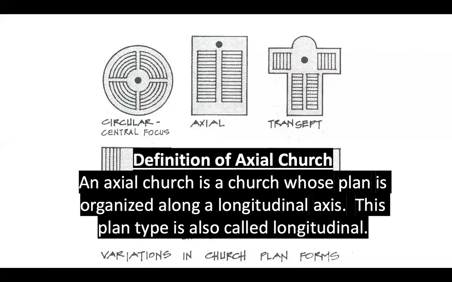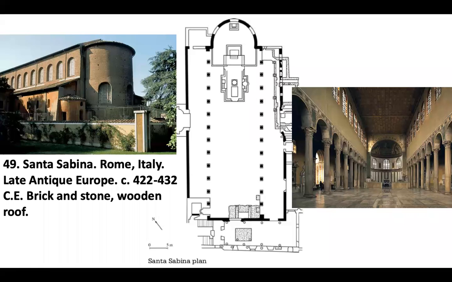Okay, so there's different types of churches. The definition of an axial church is a church whose plan is organized along the longitudinal axis. This plan type is also called longitudinal. One that we looked at in great depth is the Santa Sabina in Rome, Italy. And it's got all of these words that we need to know.